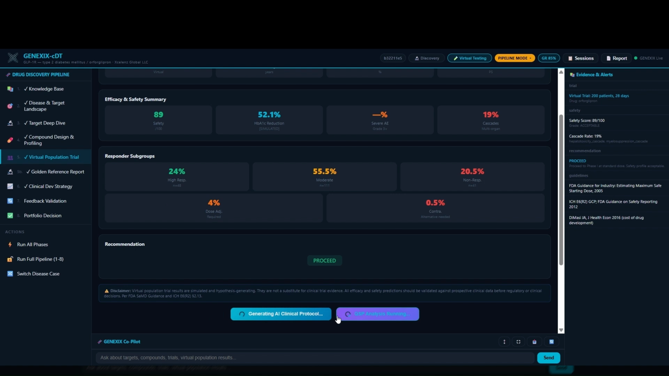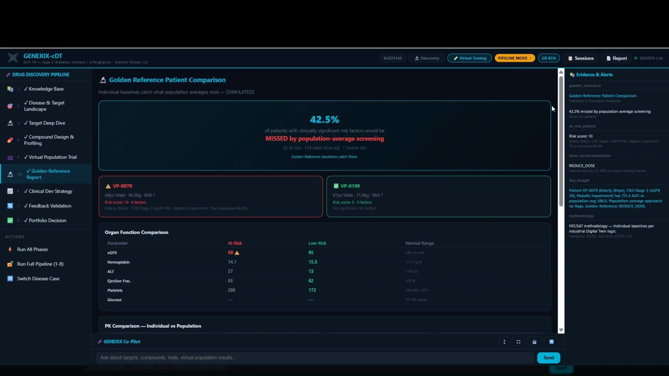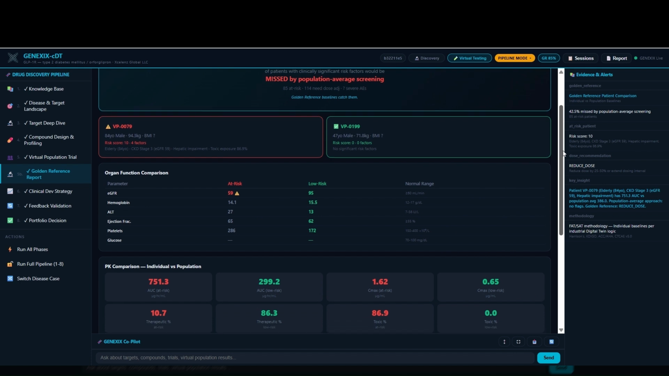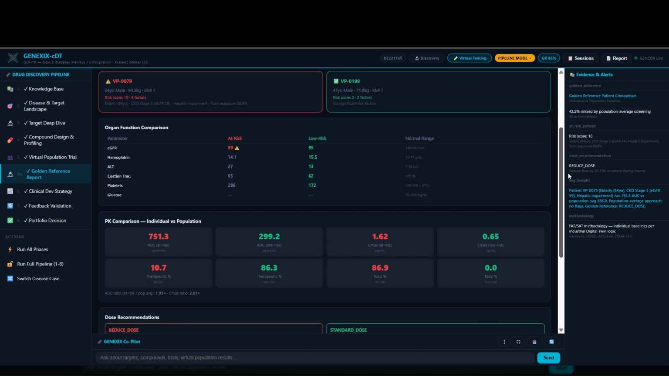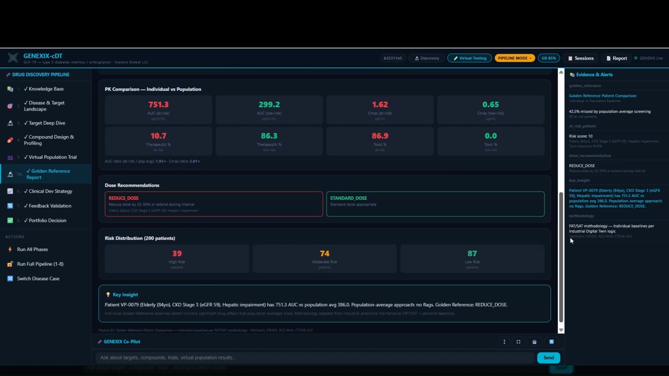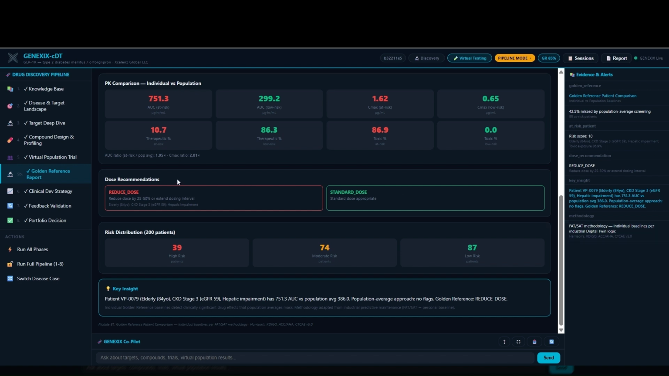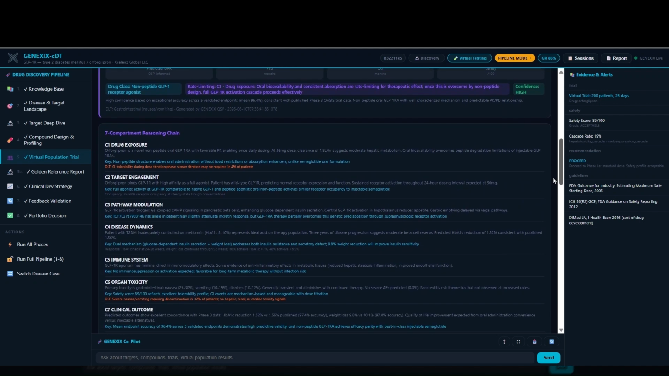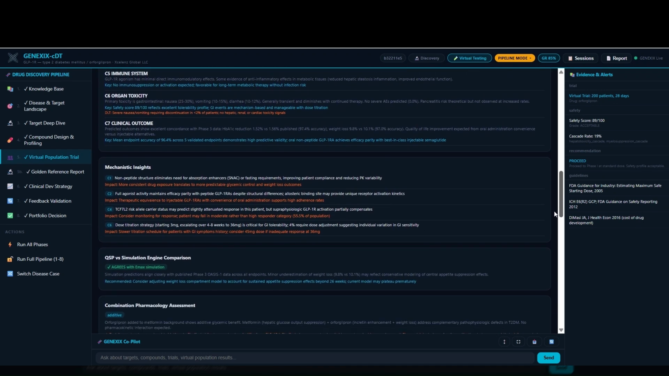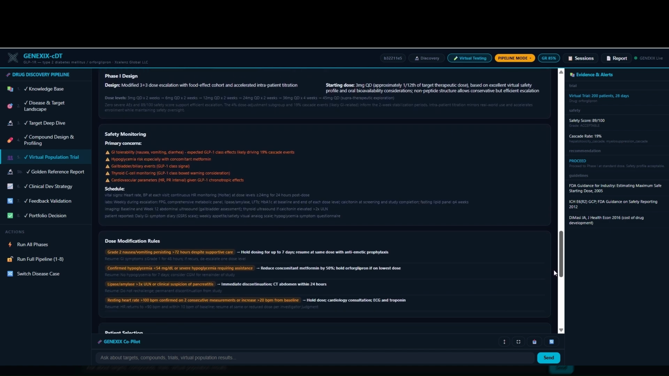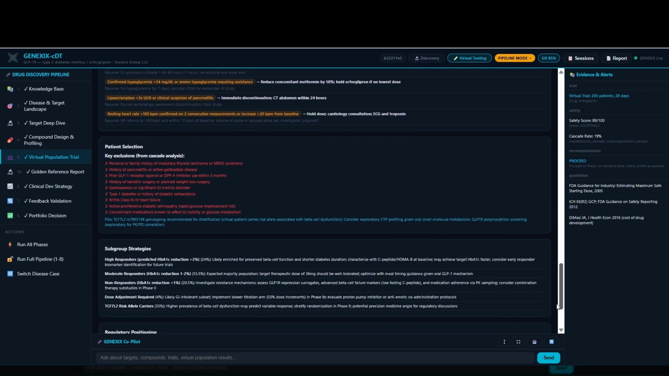The golden reference layer is the most important part. GENEXIX-cDT shows that 42.5% of clinically significant risk cases would be missed by population average screening. Individual golden reference baselines expose what averages hide: renal decline, hepatic impairment, high exposure, and dose reduction need. The system then explains why the prediction behaves this way. It links drug exposure, target engagement, pathway modulation, disease dynamics, metabolic effects, organ toxicity, and clinical response into a 7-compartment reasoning chain. This is not just an output number. It is a mechanistic explanation.